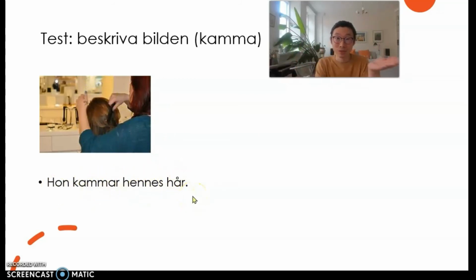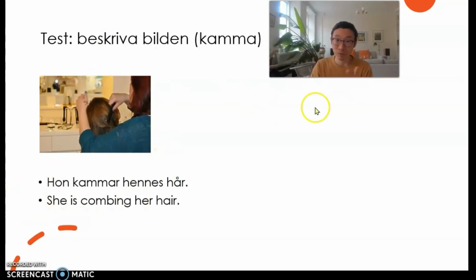There are two persons, so you don't need to use sitt, sina. Okay, it means she is combing her hair. They are two different persons.